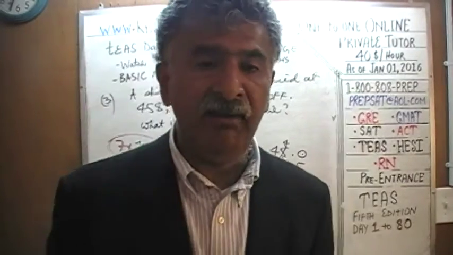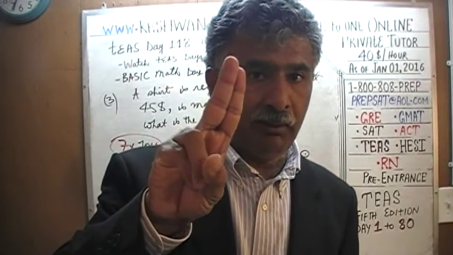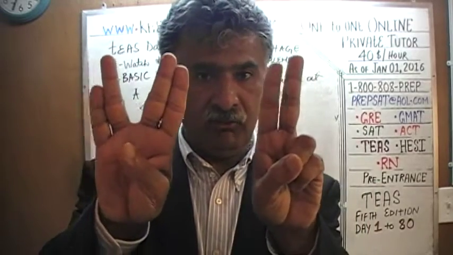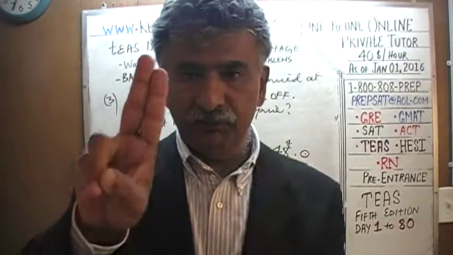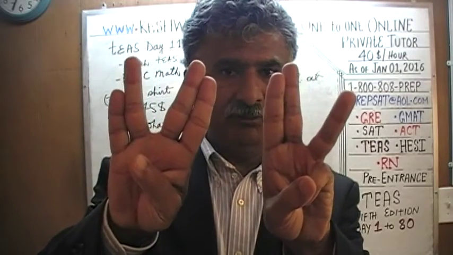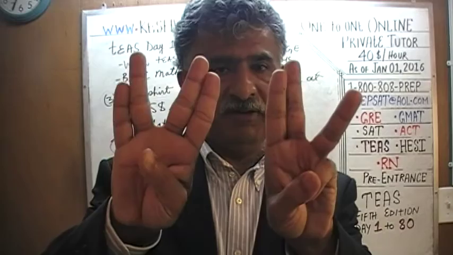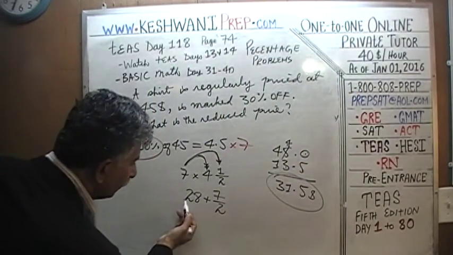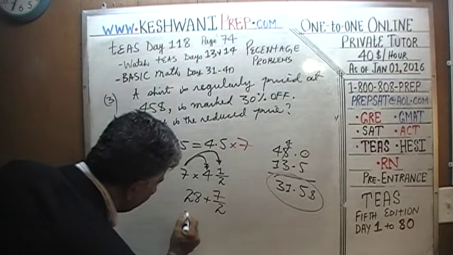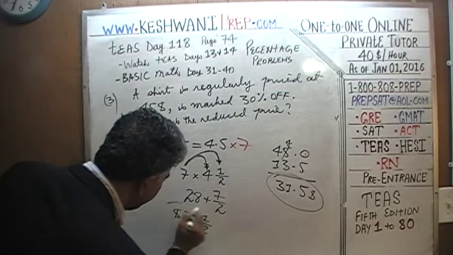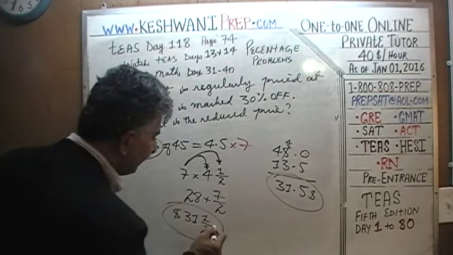Why 3 and 1 half? Because 2 halves make a 1, and the next 2 halves will make a 2, and the next 2 halves will make a 3. So far I have 6 halves: 2 halves, 2 halves, 2 halves. That's a 3. And 3 and a half is 7 halves. As you can see, 7 halves. 7 halves are 3.5. So this is 28 and 3.5, which is $31.50. The new price we have to pay is $31.50.